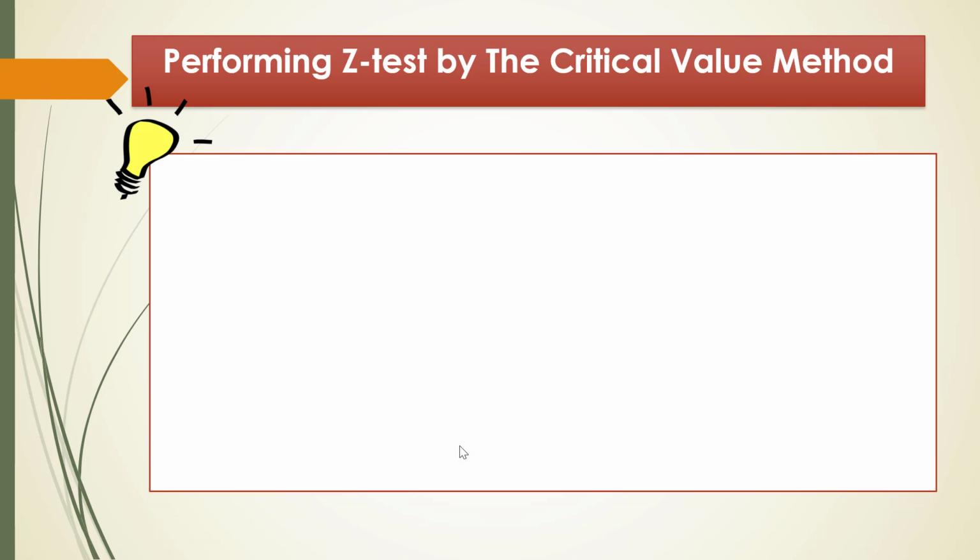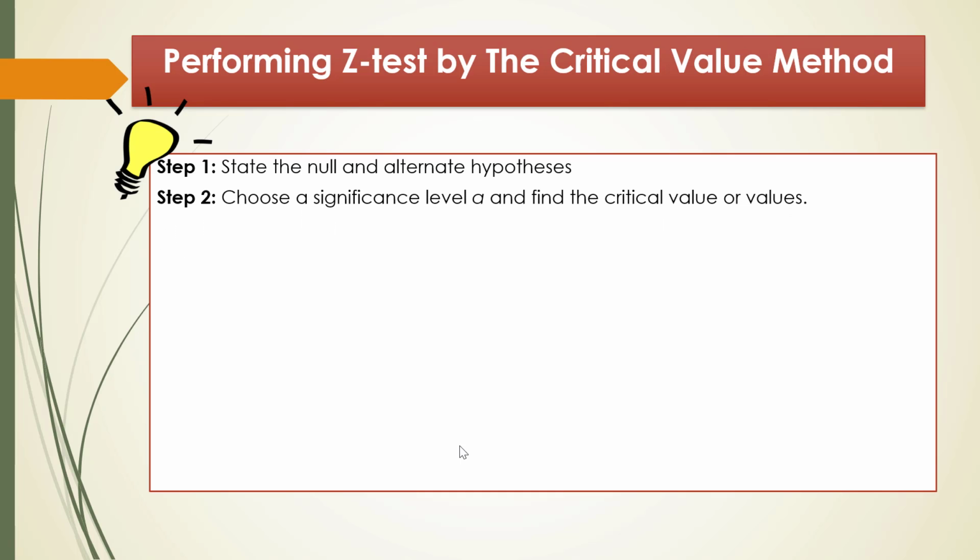To perform a z-test by the critical value method, we first state the null and alternate hypotheses to define whether we are dealing with left tail, right tail, or two-tailed. Step 2, we choose a significance level alpha and find the critical values.